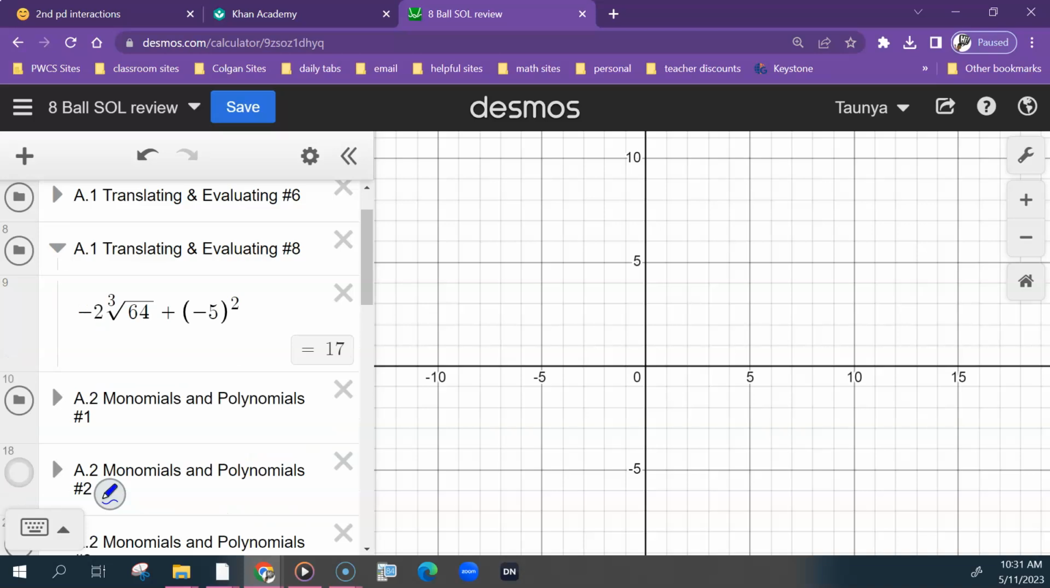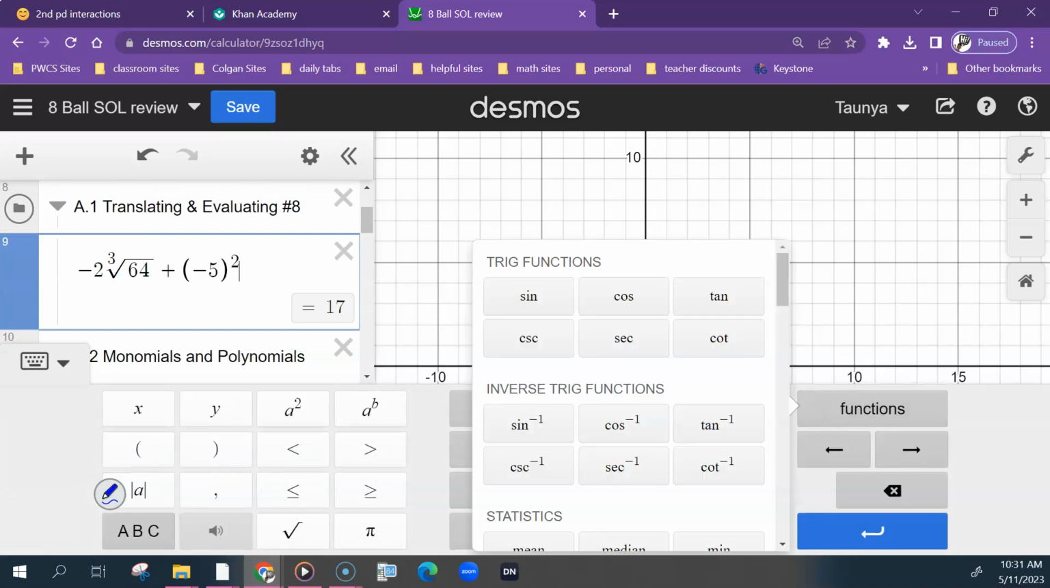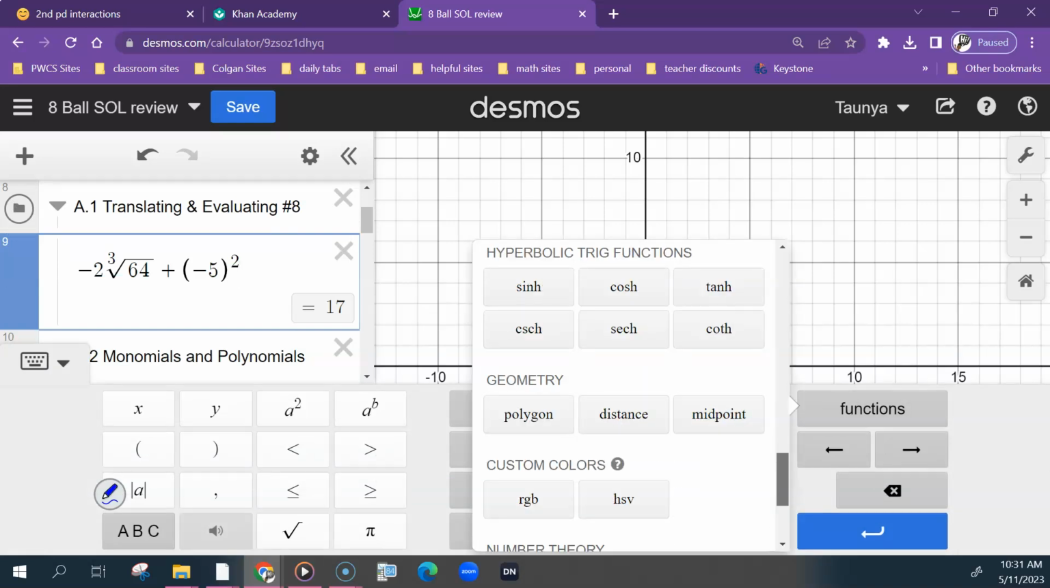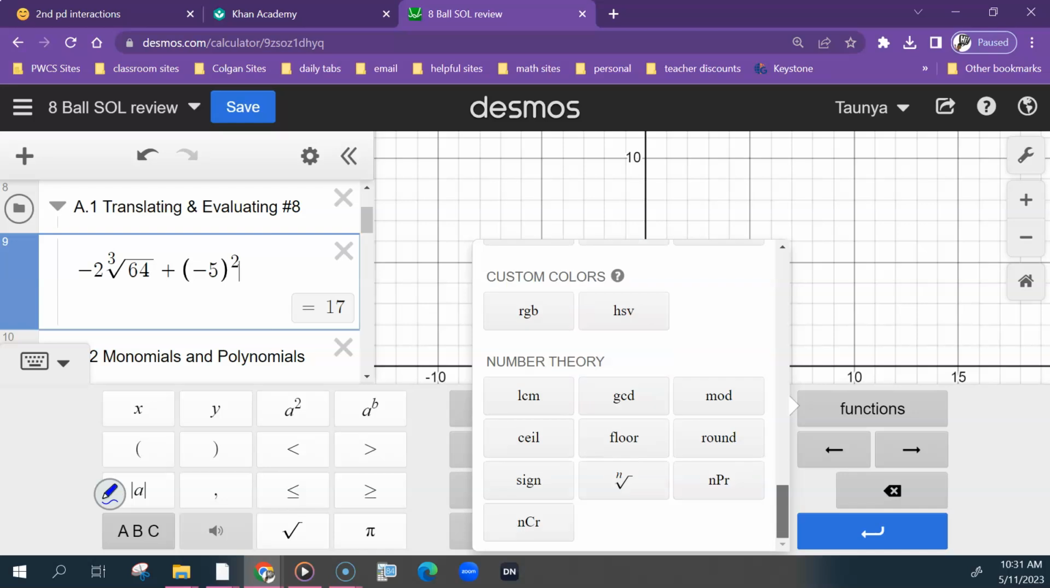Okay. So for 8, you could put everything in all at once. To get your cube root, you can either go into functions, go all the way down to the bottom, and choose that one. Or you can type in the letters CBRT. That will also get you cube root. Square root is the same, but SQRT. So that answer should have been whatever 17 was. E.